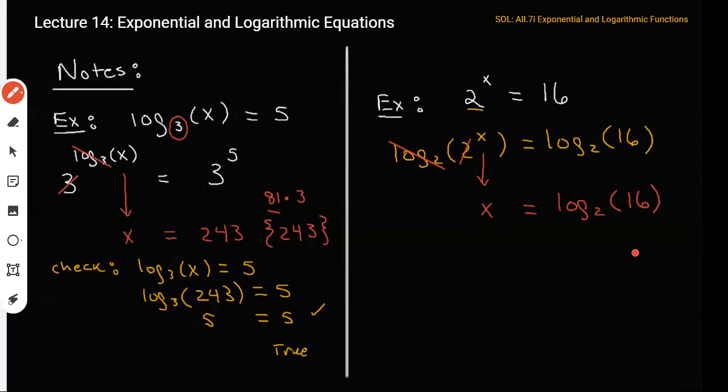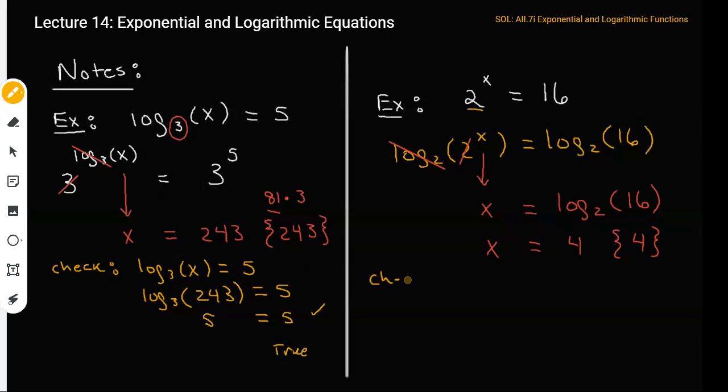Okay. So what's the right side going to be in this case? Well, I have logarithm base 2 of 16. That's basically asking, hey, what exponent do I have to raise 2 to get to 16? And that's going to be 4. So my x is going to be equal to 4. That's my solution. So I write it in a solution set, and now I want to check my work.